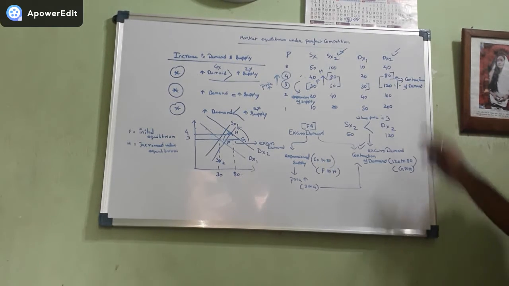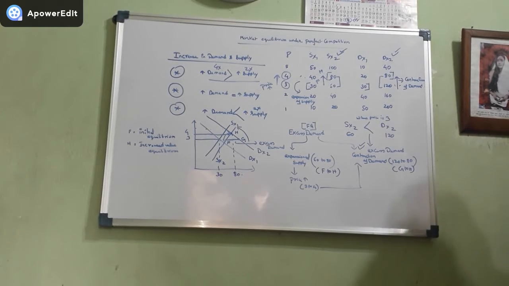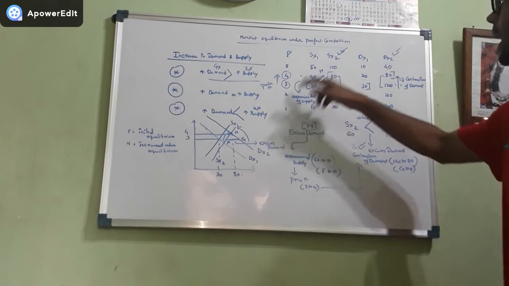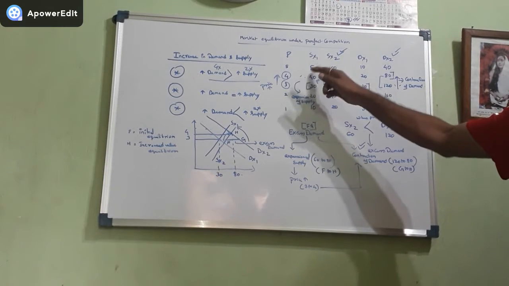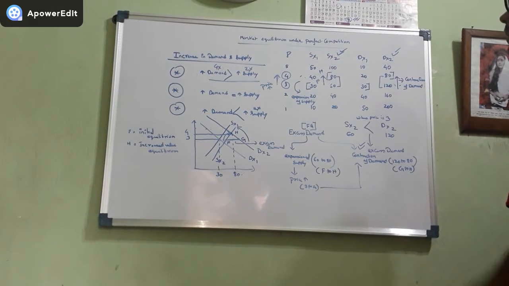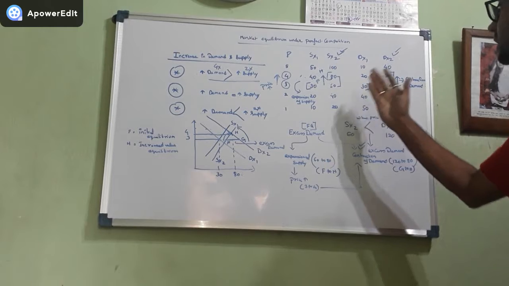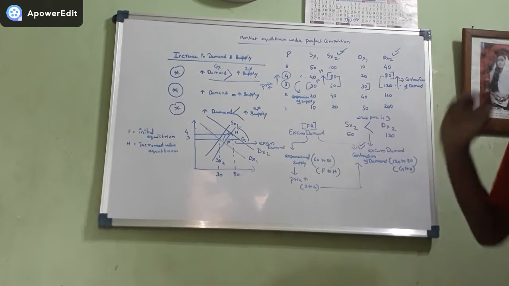Initial demand is 20 into 4. In this way I have got this one. And supply is increased by 2x. So initial supply is 50, so 100, 80, 60, 40, 20.